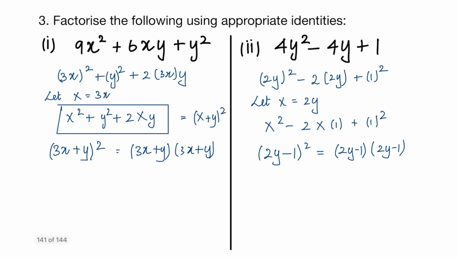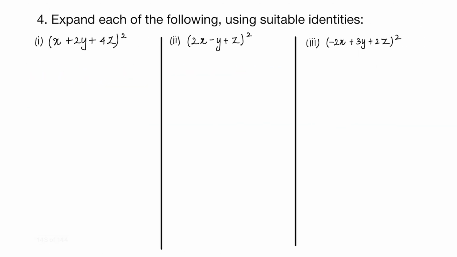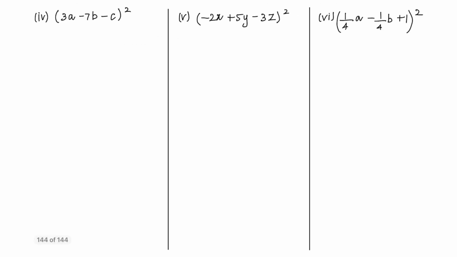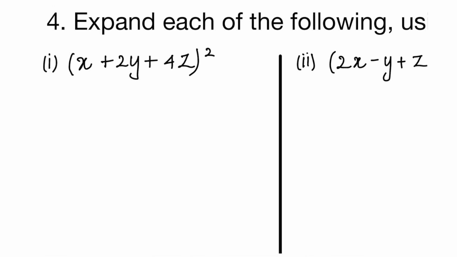With that we have completed the third question, all three subdivisions, and we are moving to the next question here, which is the fourth question, and it is: expand each of the following using suitable identities, and it has 6 subdivisions. So quite a long question, but bear with me, you are going to use a very simple identity.